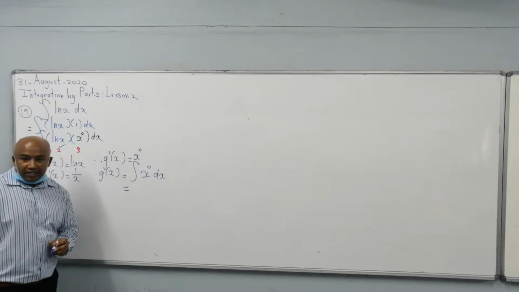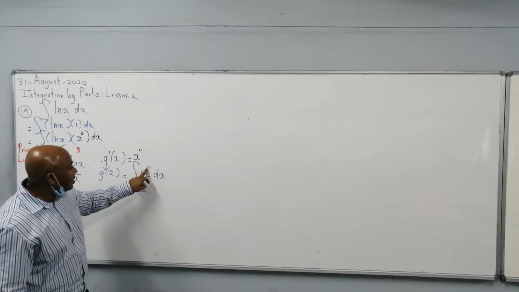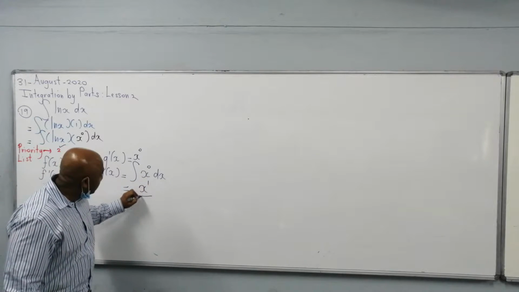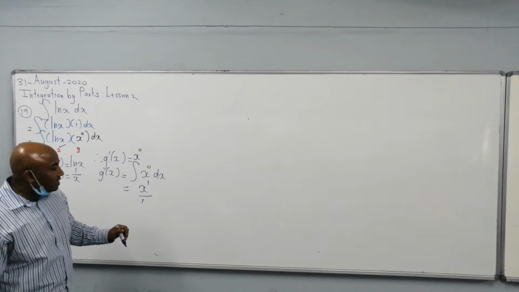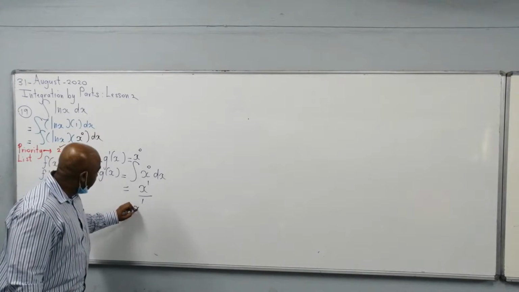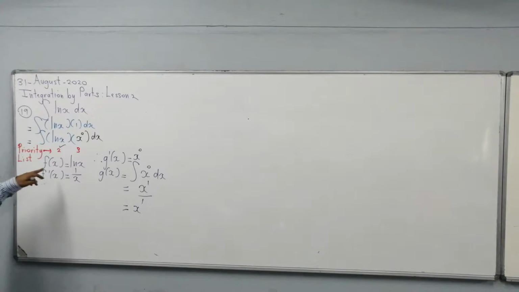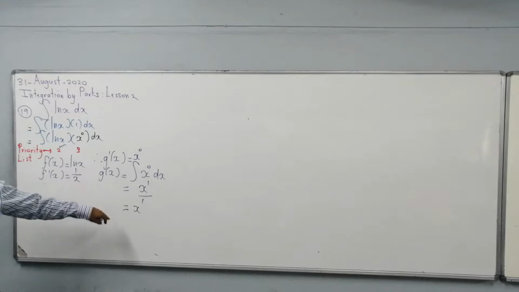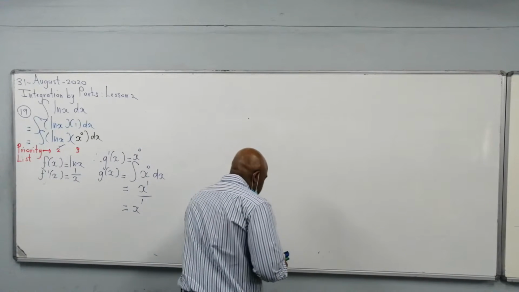So when I integrate x to the power 0, it's going to be x to the power 0 plus 1, which is 1, all over 0 plus 1, which is 1 in the bottom. So basically it's just x. Right, so now we have all the information. We got f of x, we got f prime x, we got g prime x, we got g of x. We now write down the formula and substitute.